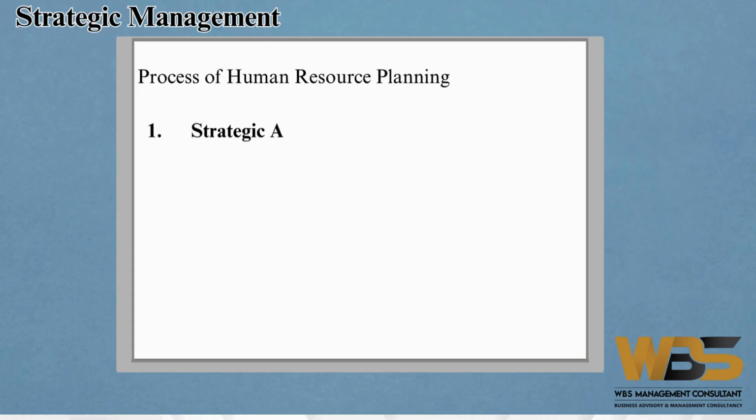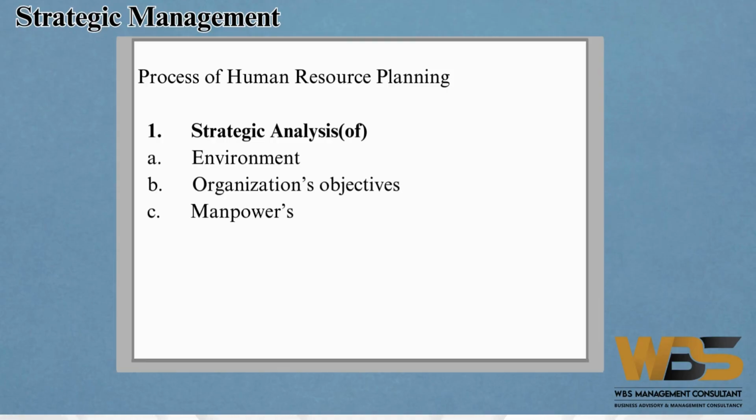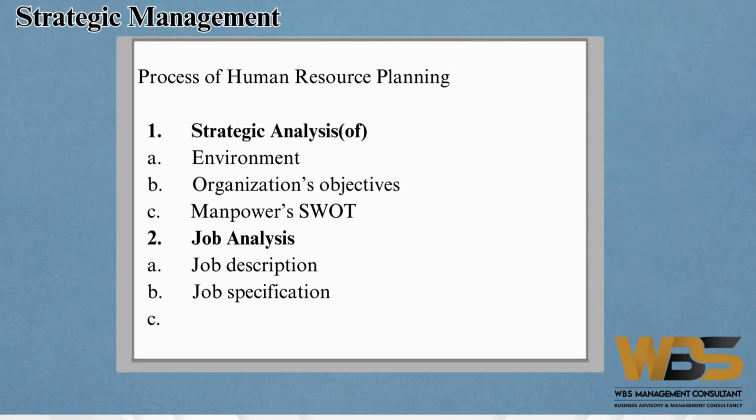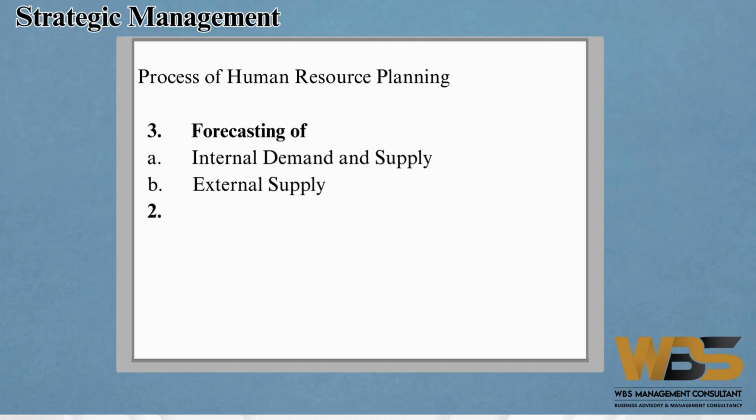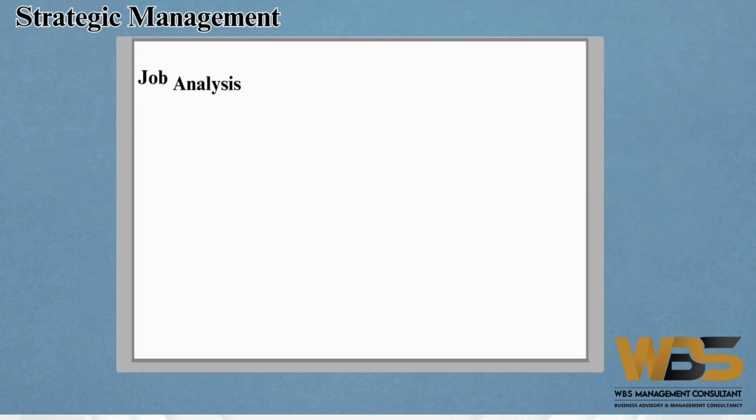Process of human resource planning. 1. Strategic analysis of environment, organization's objectives, manpower's SWOT, job analysis, job description, job specification, employee specification. 2. Forecasting of A. Internal demand and supply. B. External supply. 3. Implementation. A. HR plan. Job analysis.